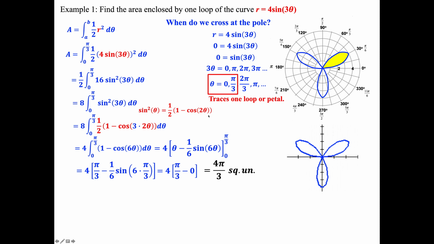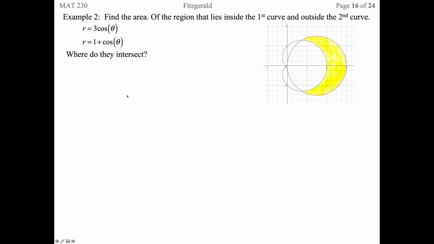All right, so again, look up your sine squared theta here and your cosine squared theta. I believe the cosine is 1 plus cosine 2 theta in there. So remember that. We're going to need it here. All right, example 2. Find the area of the region that lies inside the first curve, r equals 3 cosine theta, that's the one in red, and outside the second curve, r equals 1 plus cosine theta.